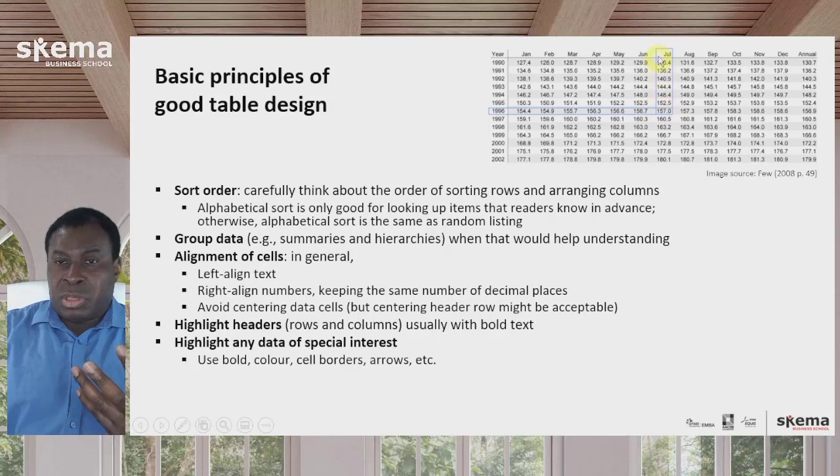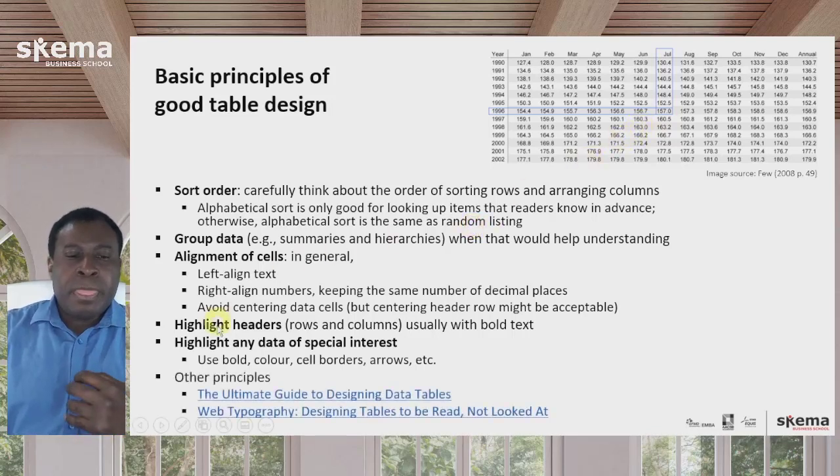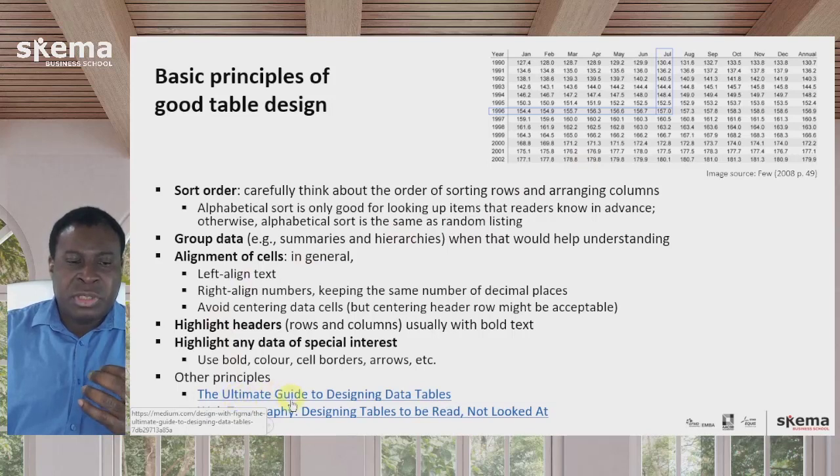You can use boxes like this, or you can use bold, you can use color, you can use an arrow. But the point is, think about what your reader would like to know. Think about the story you want to tell, and use highlights to draw attention to that. There are a number of other principles, and here are some slides that have links: The Ultimate Guide to Designing Data Tables, and another one, Web Typography, Designing Tables to be Read, Not Looked At.